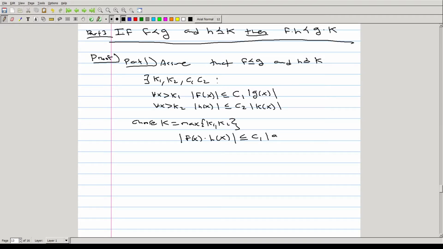c1 times the absolute value of g of x, because the absolute value of a times b is always equal to the absolute value of a times the absolute value of b. So this is the same thing as the absolute value of f times the absolute value of h, which will always be less than or equal to this times c2 times k of x. And then again, because of this equality, this is equal to c1 times c2 times g of x times k of x.